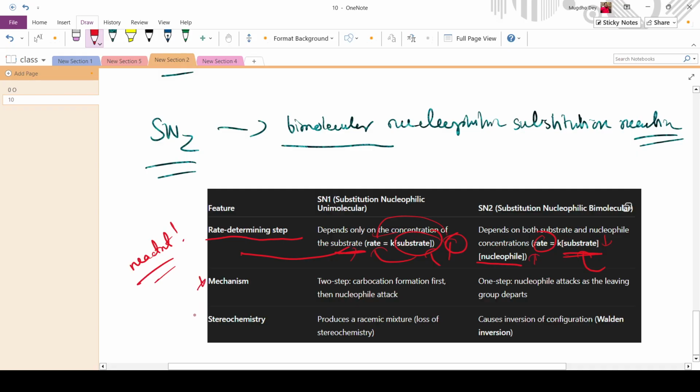Now, if I talk about the mechanism, SN1 is a two-step mechanism. The carbocation is formed first, and then the nucleophile attacks. But SN2 is a one-step mechanism: the nucleophile attacks as the leaving group departs. So in SN1, the carbocation forms and then the nucleophile attack happens, but in SN2, the nucleophile directly attacks. We'll see the mechanisms, and it will be much easier.